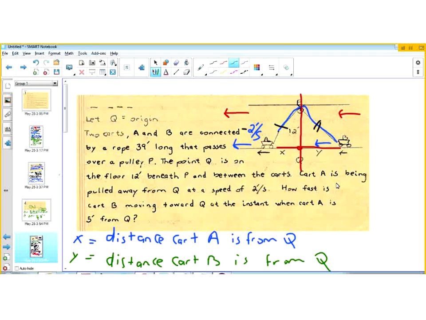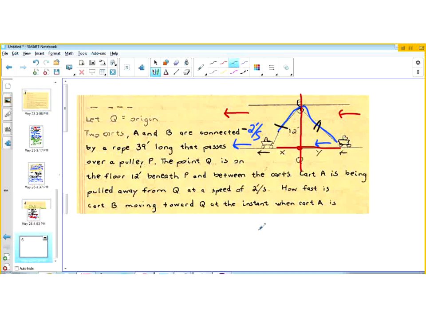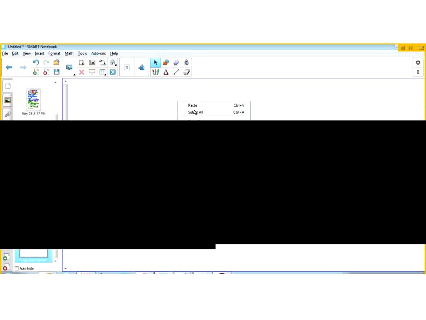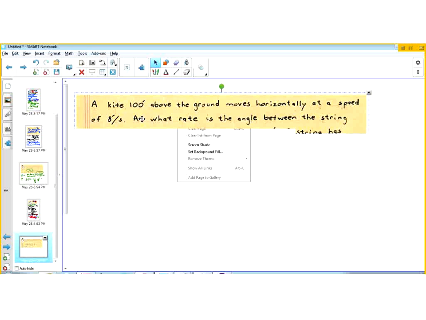Let's see here. This would be number 28. So let's try number 28. So let me paste it in from the lecture notes. All right.